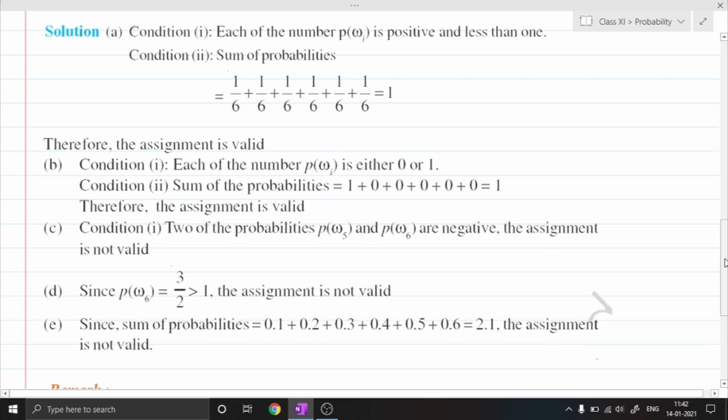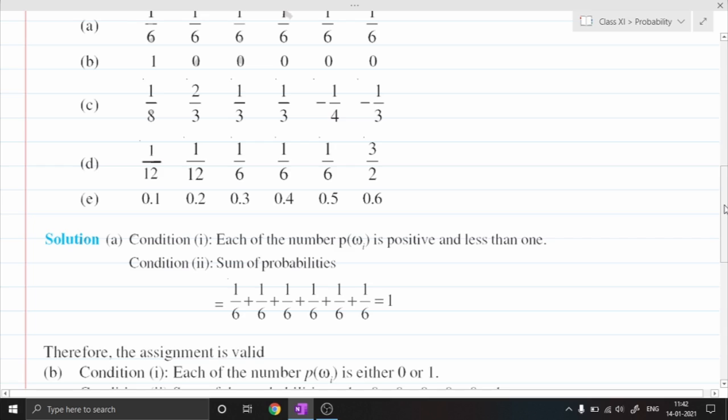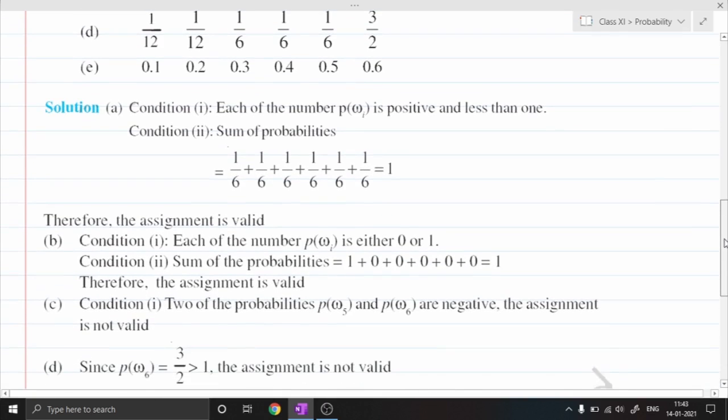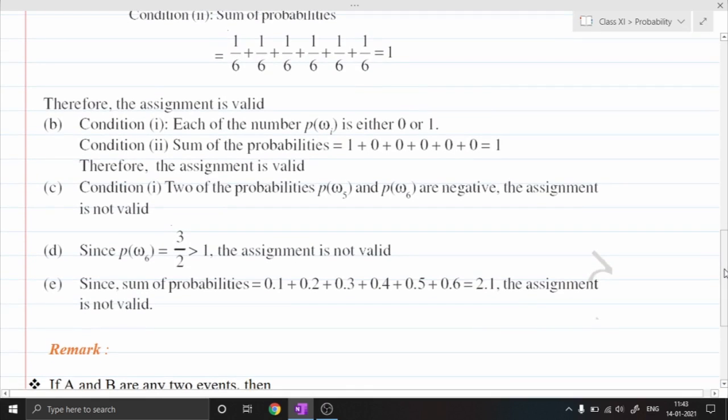Similarly, part D, you observe. In part D, observe the last assignment that is given, 3 by 2. If you try to find out the value of 3 by 2 in decimal, it will come to 1.5, and 1.5 does not lie between 0 and 1. So therefore this assignment is also not valid.